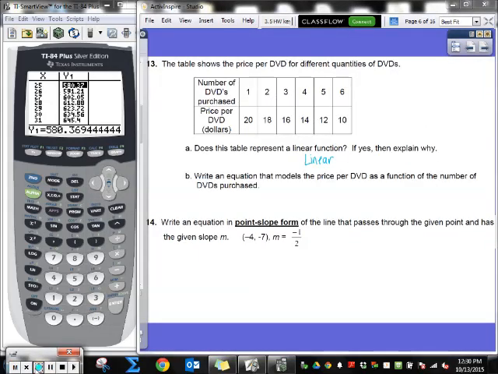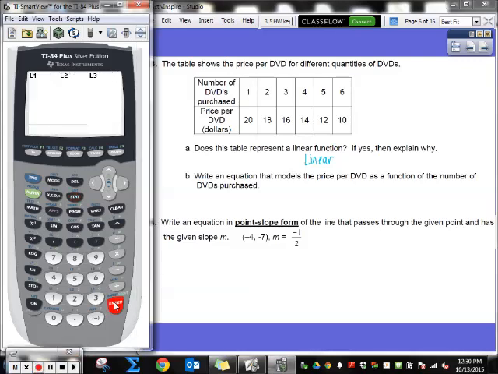Okay, so first thing I'm going to do is put in my data by pressing Stat, then Edit. I'm going to clear out what's in there by highlighting L2, hitting clear and arrowing down. So I highlight L1, I press the clear button, and I arrow down. So I need to put 1, 2, 3, 4, 5, 6 in L1.